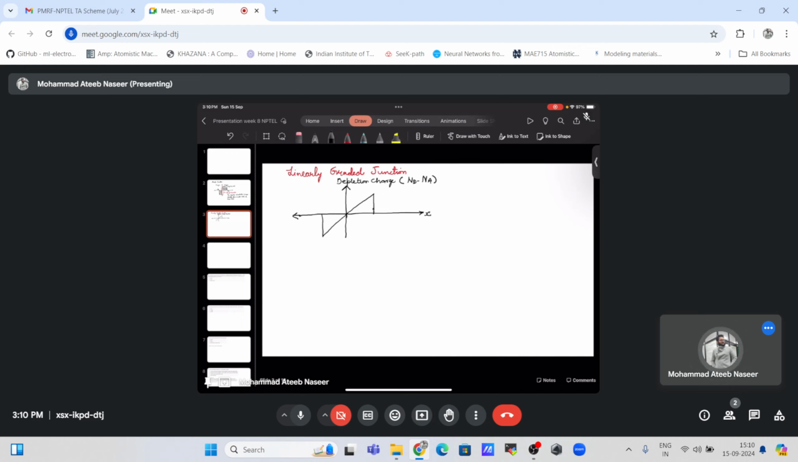So this will be minus WD by 2, this will be WD by 2. So this is ND positive, this is ND positive, this will be negative, negative, negative, negative, and negative. Okay, so this is how the depletion charge profile will look on the P region and the N region. So this is our P region, and this is our N region.